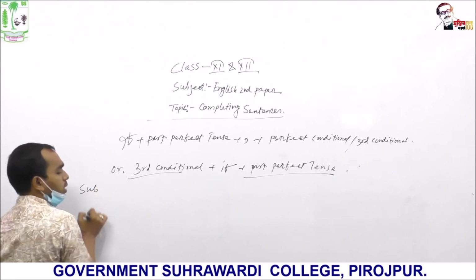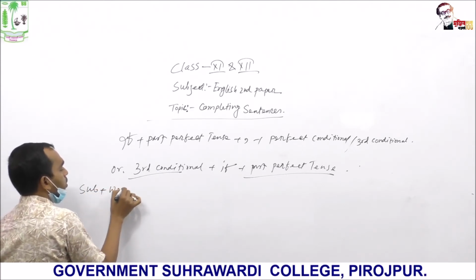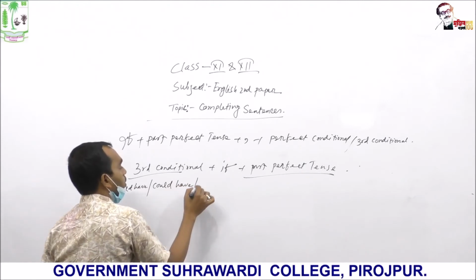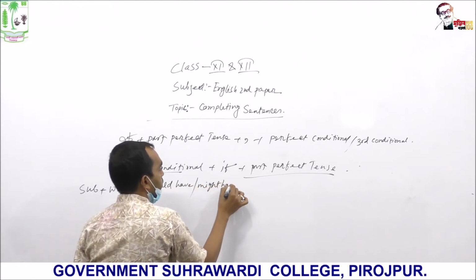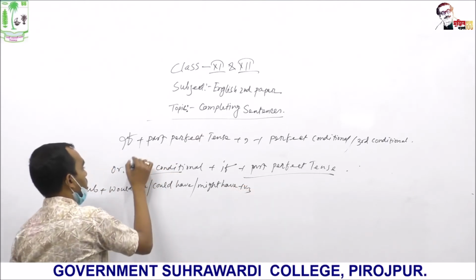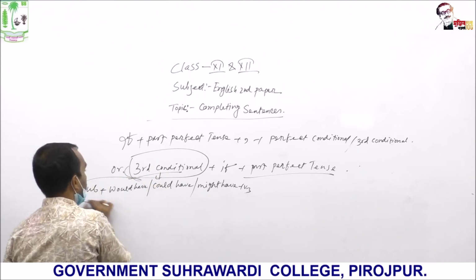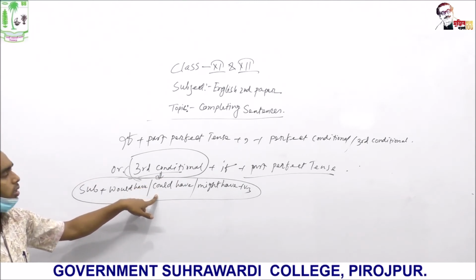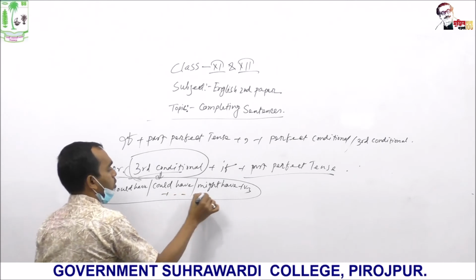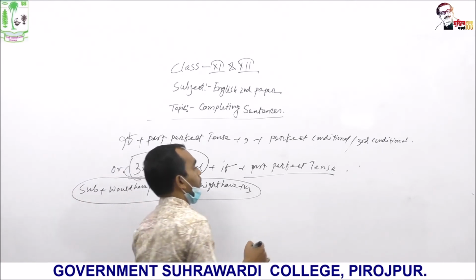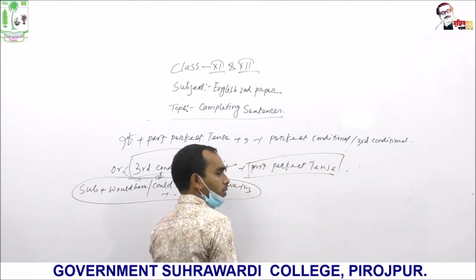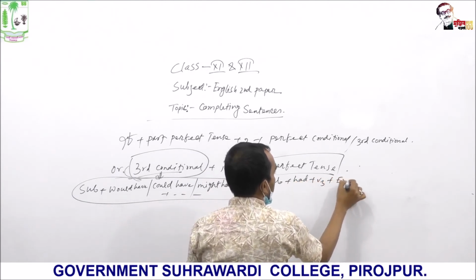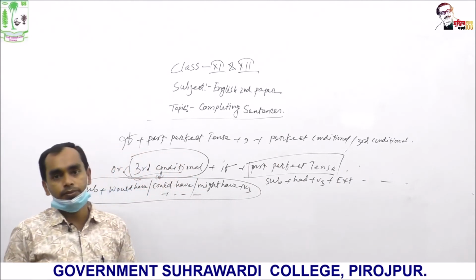Here the structure will be like this: subject plus would have or might have plus V3. This is the structure of third conditional. What will be the structure of past perfect tense? Subject plus had plus V3 plus extension. Okay.